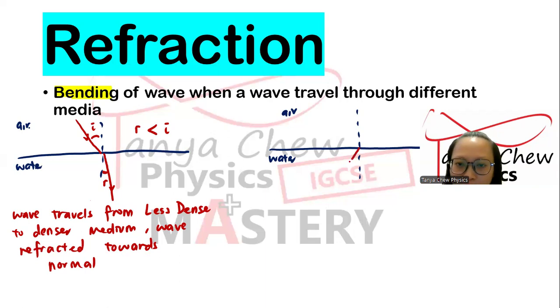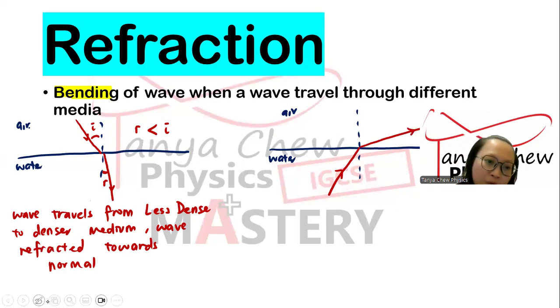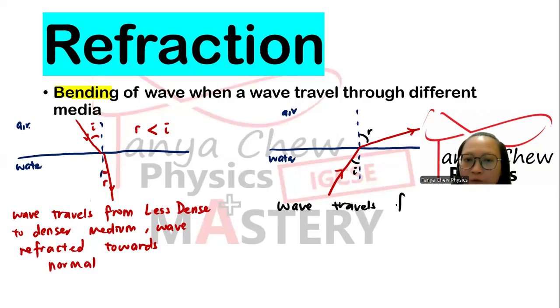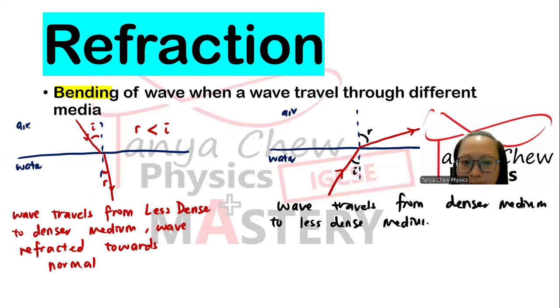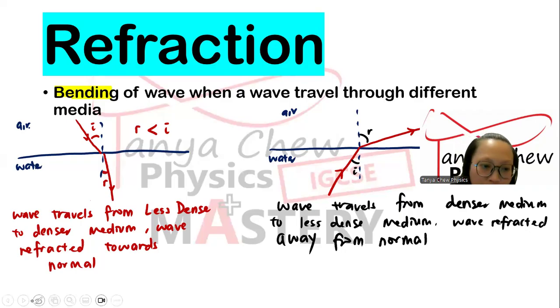But if the wave travels from a denser medium to a less dense medium, then the wave will be refracted away from normal. So I'm going to write that. This is called the incident angle. This is called the refracted angle. So when a wave travels from a denser medium to a less dense medium, the wave is refracted away from normal.